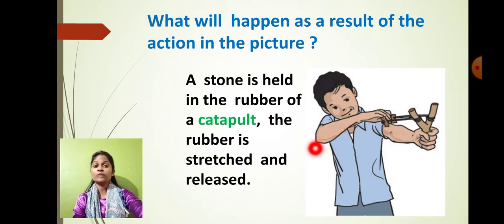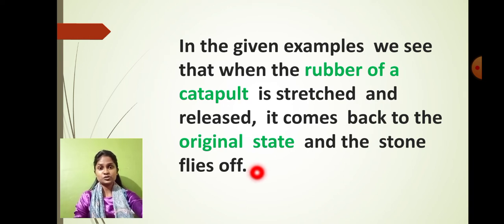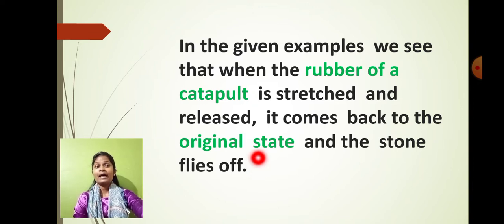A stone will be thrown out in the forward direction. Are you getting my point over here? So students, in the given example, we see that the rubber of a catapult is stretched and it is released. It comes back to the original state and the stone flies off. The shape of the rubber band will come to its original state. So this was the change which we have seen just now in the case of the rubber band.